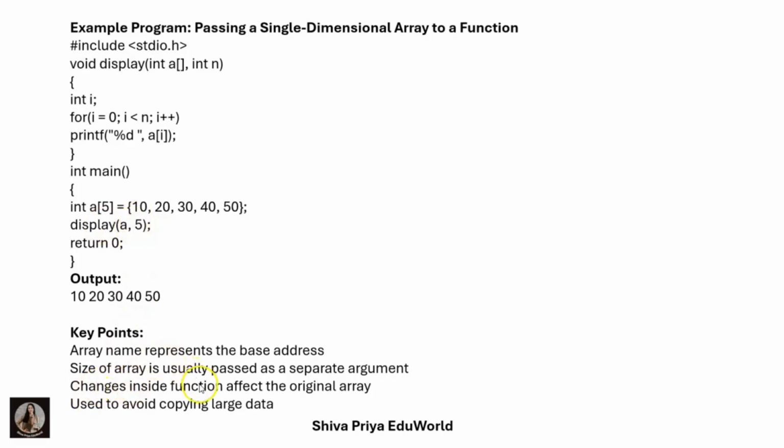Changes inside the function affect the original array. If I make any changes inside the function, that will affect the original array as well. As I told you earlier, it is used to avoid copying large data. Why do we use this? To avoid copying large data sets. Clear? Let us move to the next question.